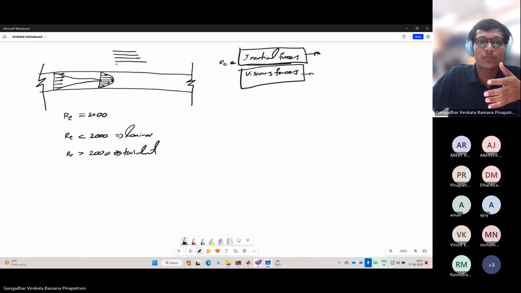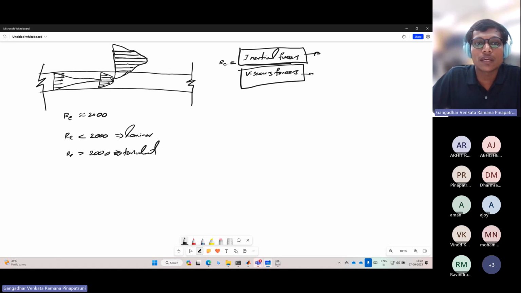That means, like this, the middle layer has a high velocity and the remaining layers have a lower velocity, and its velocity distribution is like this. So it is layer by layer, one on top of one, on top of one. These kinds of flows are dominated by viscous forces. The flow is in layer by layer form and it moves very, very smoothly, in a lazy way, because it is dominated by the viscous forces.